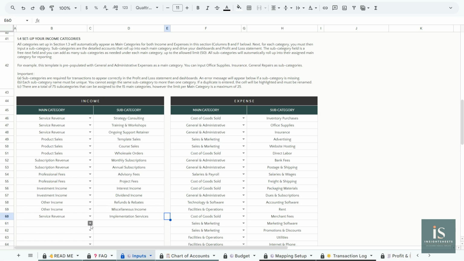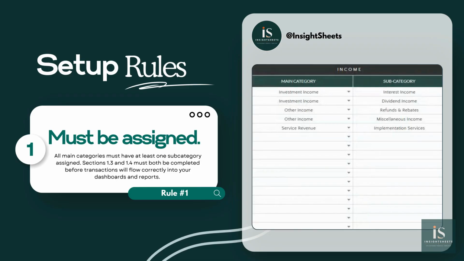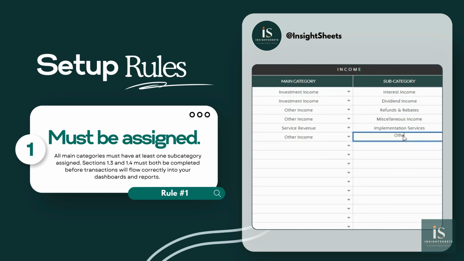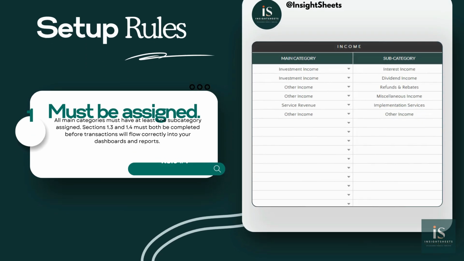On the right side, we have expenses, which work the same way, so I won't go through it in detail. A few important rules before we move on. Number 1, any main categories from section 1.3 won't flow into the transaction log until section 1.4 is completed. If your main categories don't have any subcategories, you can simply repeat the main category name as the subcategory. So for example, I'll select Other Income from the drop-down menu and then type Other Income as the subcategory.